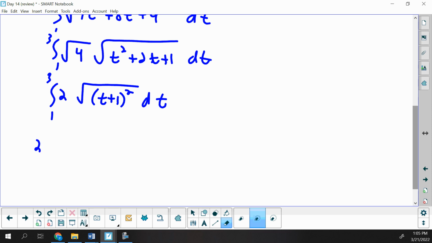So I'm going to throw the 2 out front. Now the square root of t plus 1 squared is the absolute value of t plus 1. On the interval from 1 to 3, those will all be positives on the inside, so it just makes it t plus 1. If we had, say, an interval like negative 4 to negative 2, then we would have minus t minus 1. So then from there, we'll just do our antiderivative.